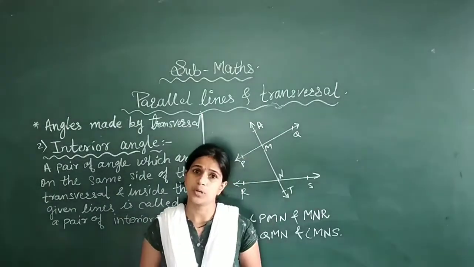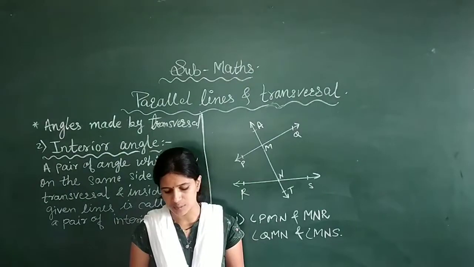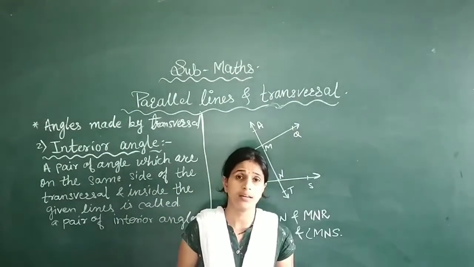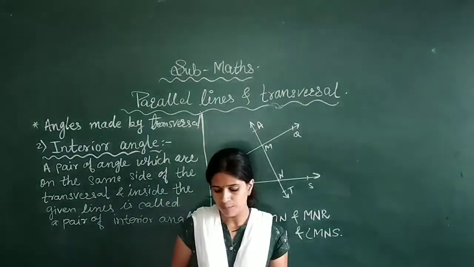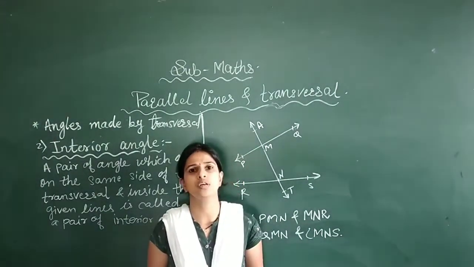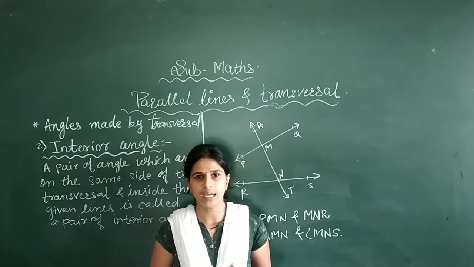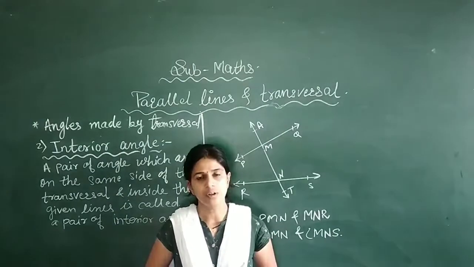What does corresponding angle mean? Corresponding angle means a pair of angles that are in the same direction and their arms are also on the same side. So it is called a corresponding angle. We solved this sum also.